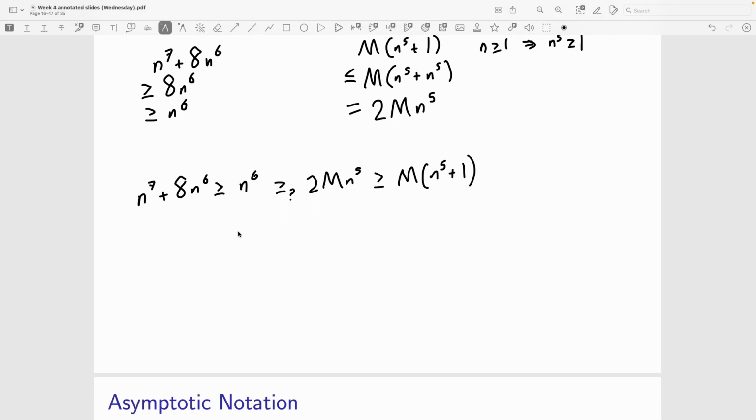So now we want to work with just the terms in the middle, because we know this inequality and this inequality are definitely true. So if we show that this inequality is true, or at least find a value of n that works for it, then that'll let us prove the original.